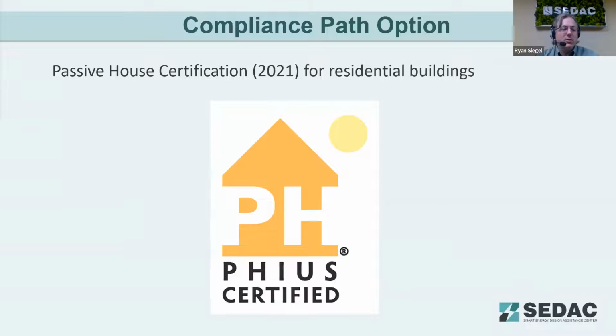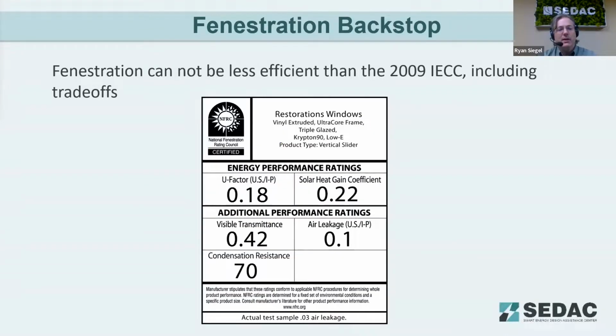So covering residential, one of the big things is passive house, as this has grown and expanded. If a residential building is being certified under passive house and it is passive house certified, it is done for energy code compliance. Passive house certification is an acceptable method for demonstrating compliance. Also added a fenestration backstop. So even upon trade-offs, you can't have fenestration that is worse than the 2009 IECC. So that is a backstop in there.